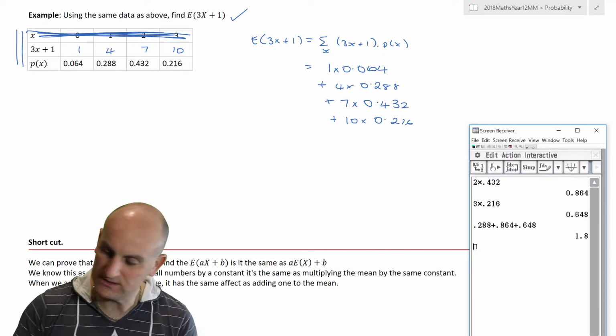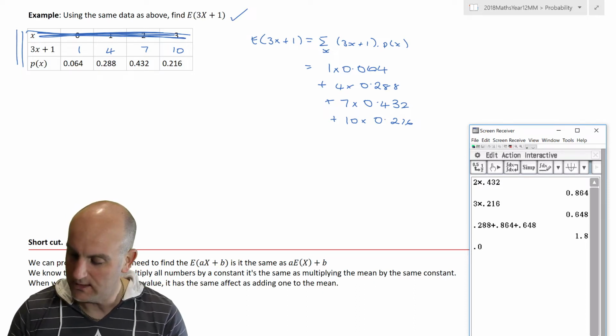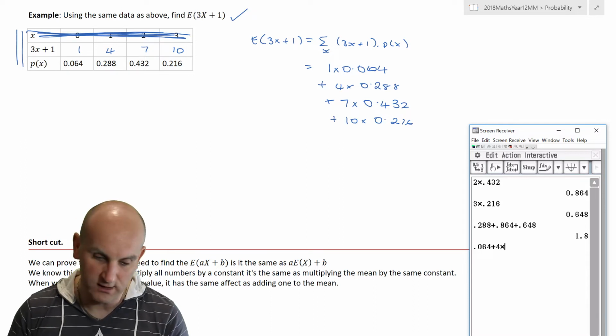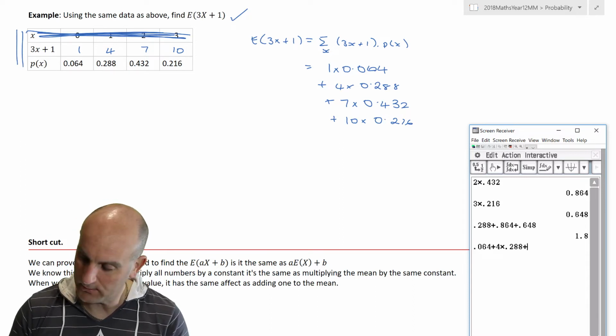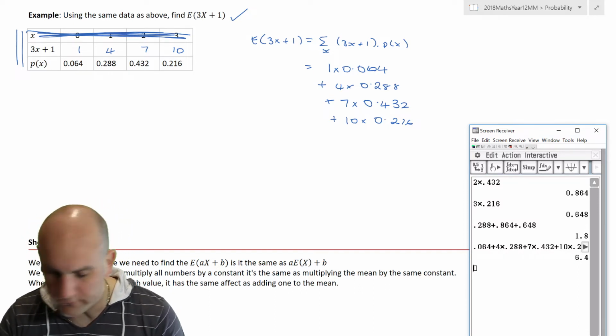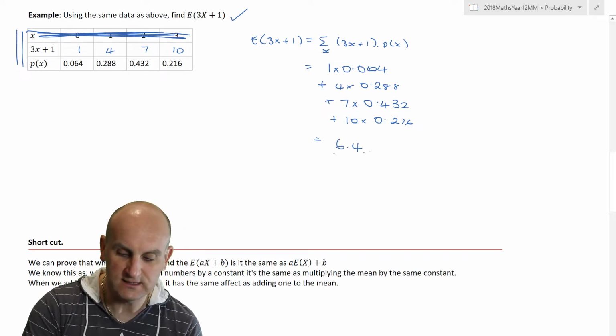Let's load up my trusty calculator. What do we end up with? Oh, grasshopper, 0.064. We don't need to multiply that by 1 because I can do that in my head. Plus 4 times 0.288 plus 7 times 0.432 plus 10 times 0.216 gives me the grand total of 6.4. So that's equal to 6.4.